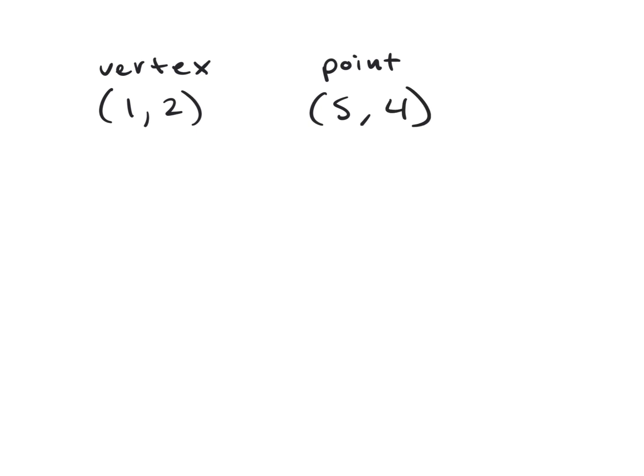I'm going to do a couple more questions with you that you'll see on the homework, just to practice what you'll see from the homework. There's one type of question where it gives you the vertex and a point on your parabola. So let's say our vertex was 1, 2, and the point on our parabola was 5, 4. And it asks you to come up with the standard form equation.